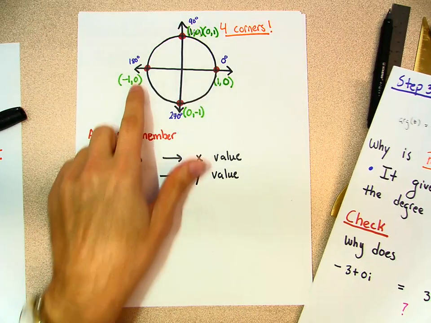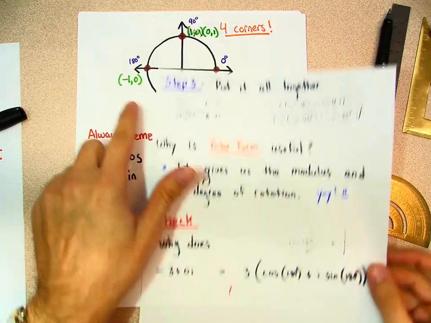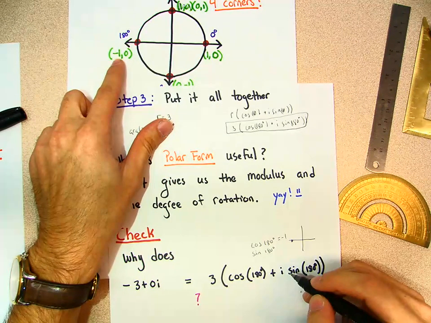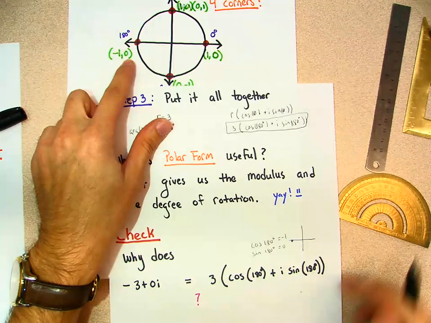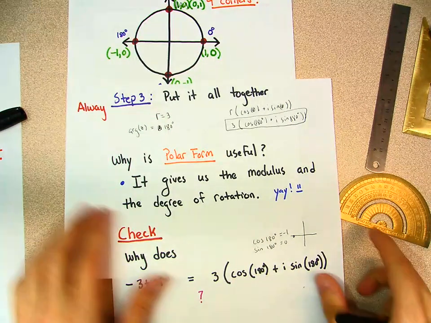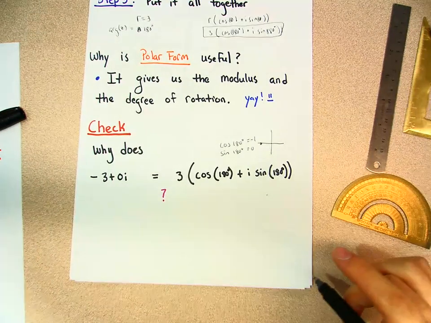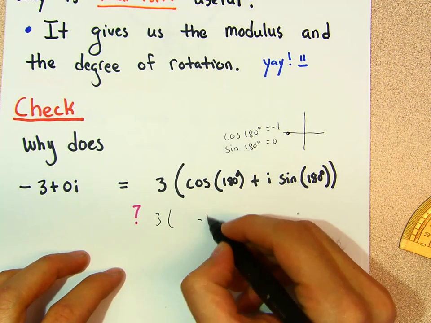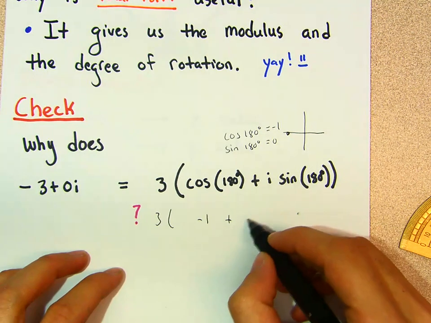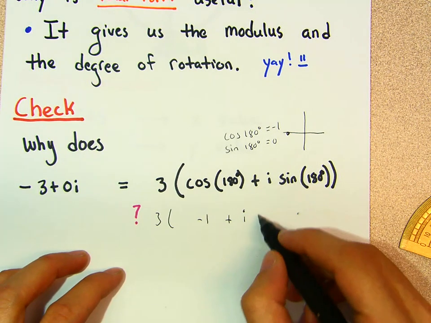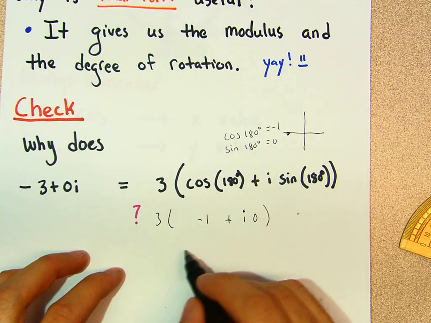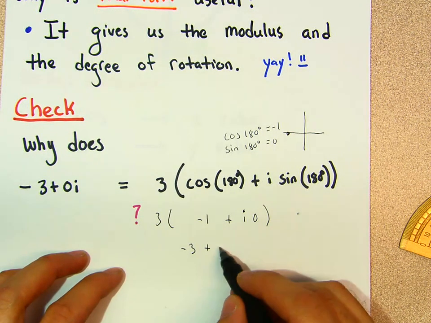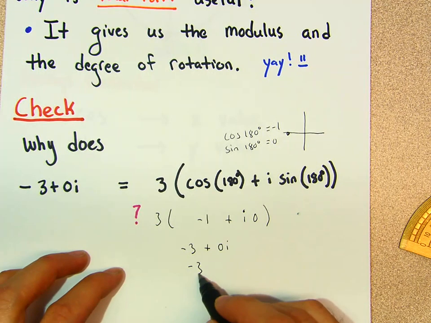Here, what is cosine of 180 degrees? It's negative 1. What's sine of 180 degrees? It's 0. So let's substitute these two values into this and see what happens. 3 times, what's cosine of 180 degrees? That's just negative 1, plus i times 0. So this just becomes negative 3 plus, what's 3 times 0i? It's just plus 0i. So it's negative 3 plus 0i.